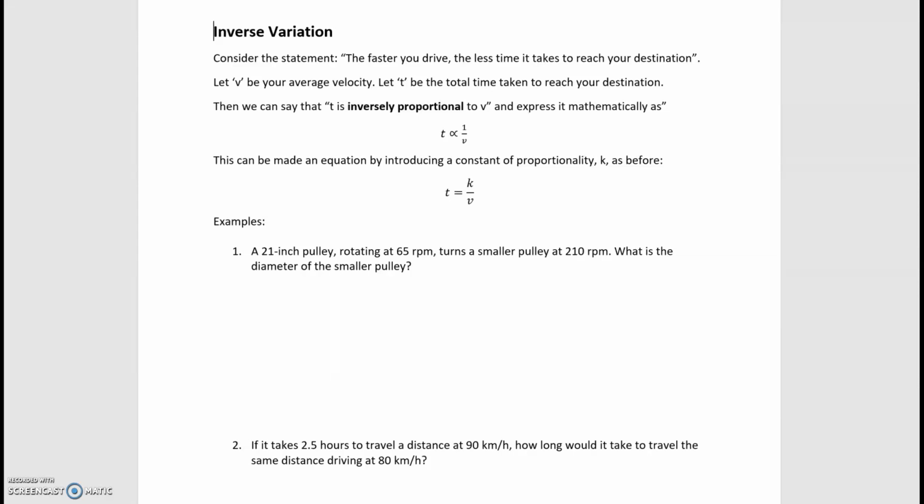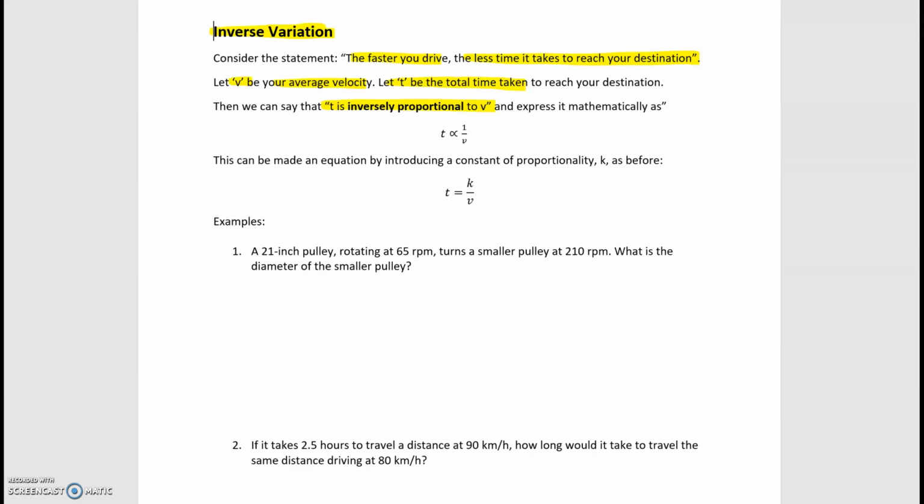In this video, we'll be taking a look at how to solve inverse variation problems. So inverse variation is where one variable goes up as the other one goes down. The example being, the faster you drive, the less time it takes to reach your destination. So if v is your average velocity and t is the total time taken, then we are going to say t is inversely proportional to v.